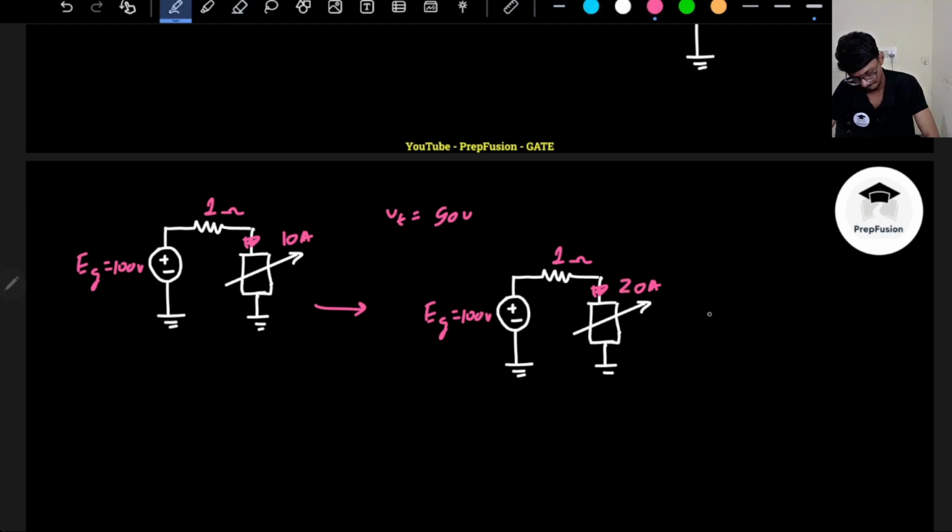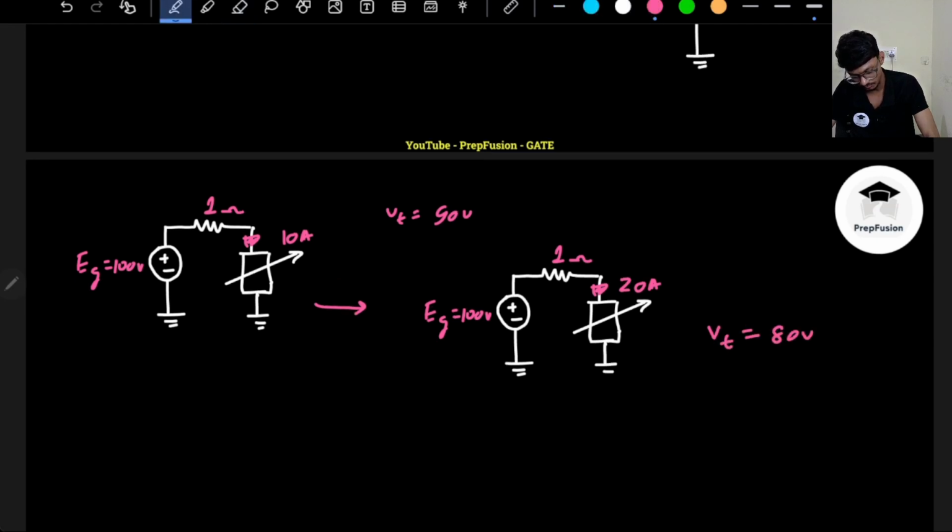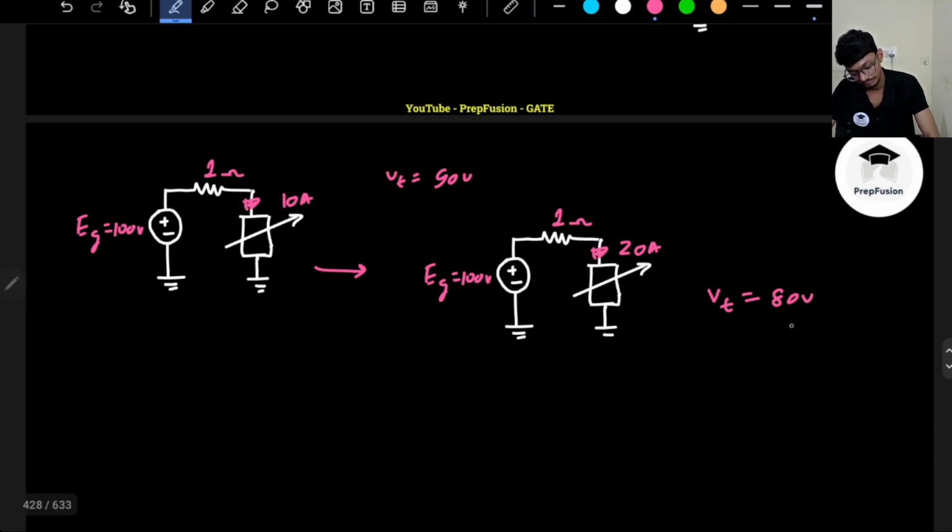so my VT will be equal to 80 volts. So now my terminal voltage reduces very high, right? It reduces very high. What if I want to boost this?